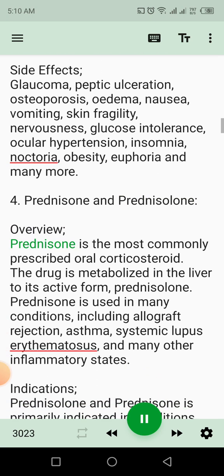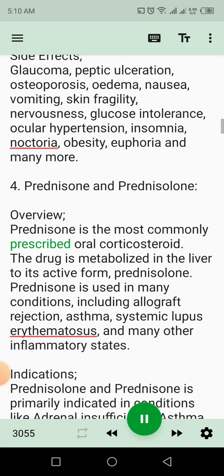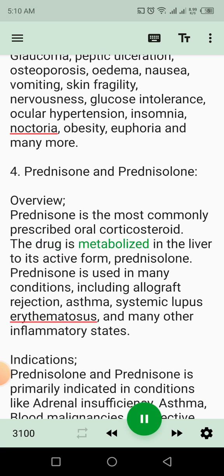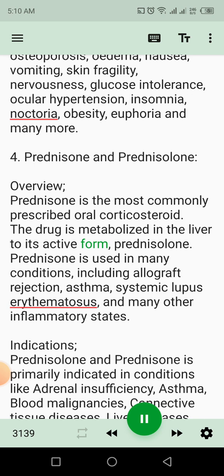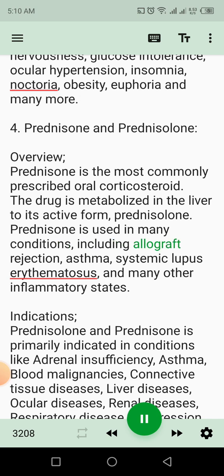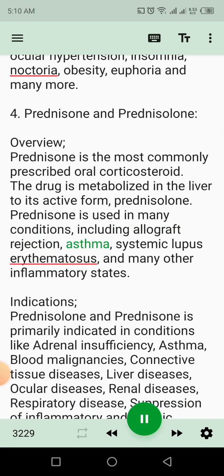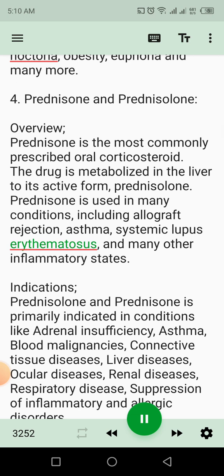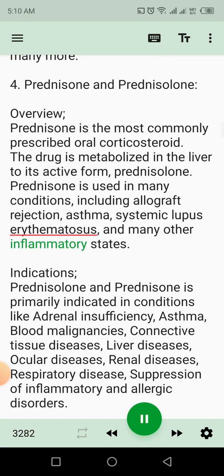Overview. Prednisone is the most commonly prescribed oral corticosteroid. The drug is metabolized in the liver to its active form, prednisolone. Prednisone is used in many conditions, including allograft rejection, asthma, systemic lupus erythematosus, and many other inflammatory states.